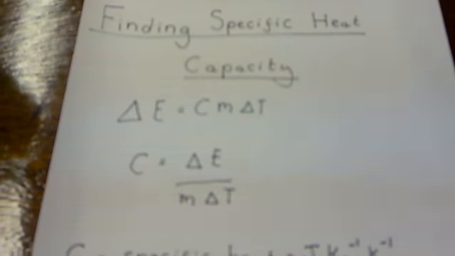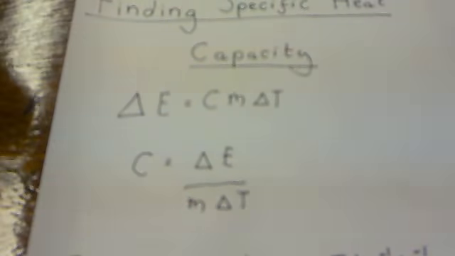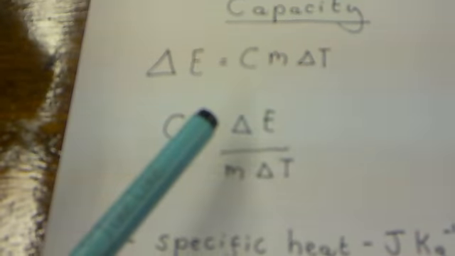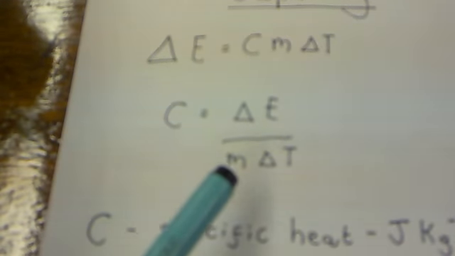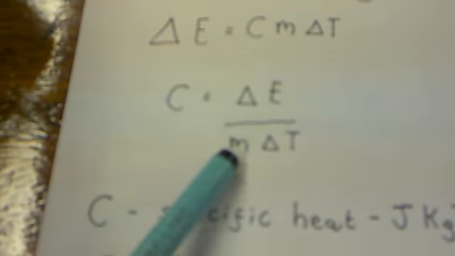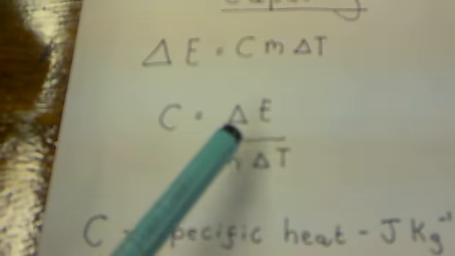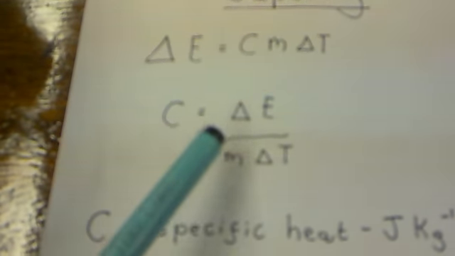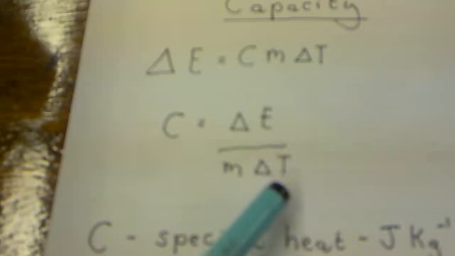Okay, specific heat. I'm going to define specific heat as the change in energy required to increase a unit mass of a substance by unit temperature. In other words, the number of joules per kilogram per Kelvin or Celsius. It doesn't matter at this stage.